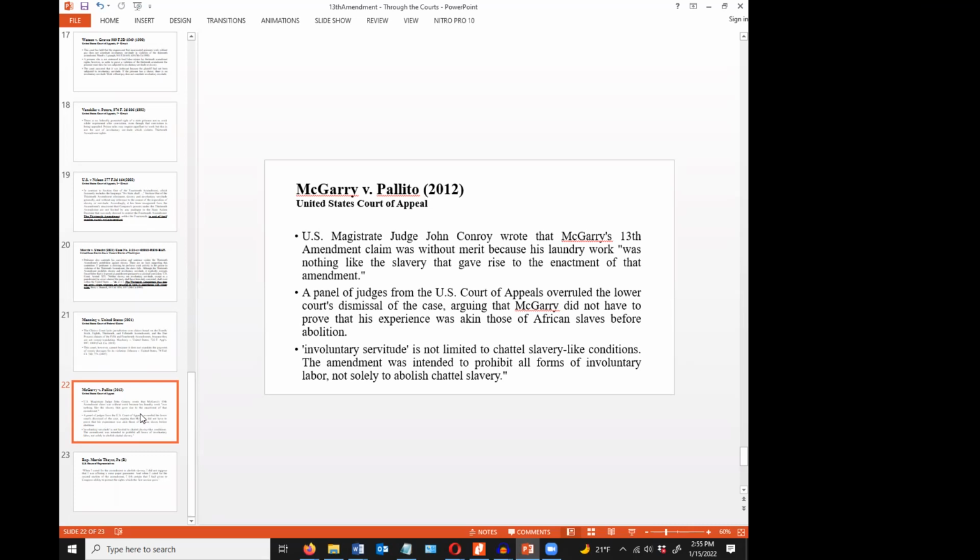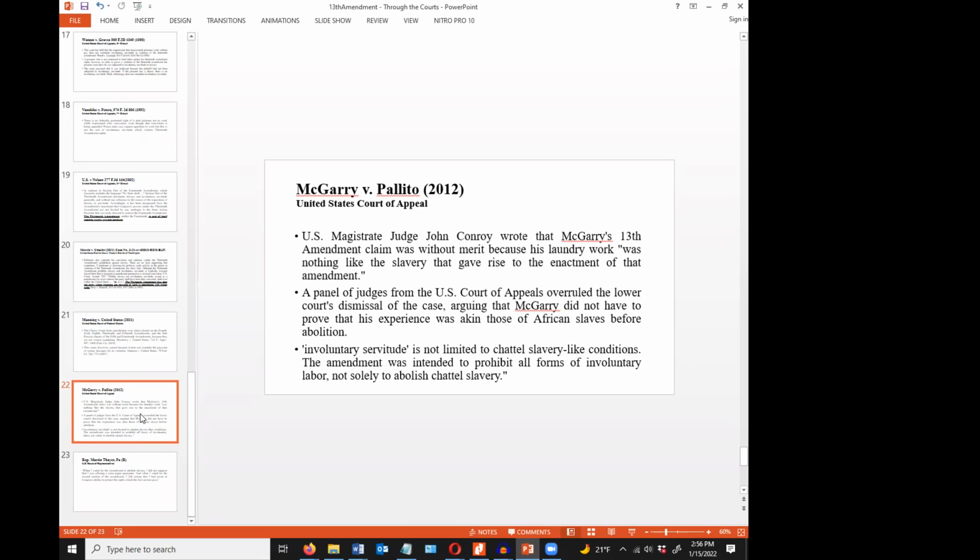And the U.S. District Court wrote that McGarry's 13th Amendment claim was without merit because his laundry work, quote unquote, was nothing like the slavery that gave rise to the enactment of the amendment. So in other words, that judge was saying, because he wasn't being whipped or sold or all of the other atrocities that came with chattel slavery, then he had no claim.